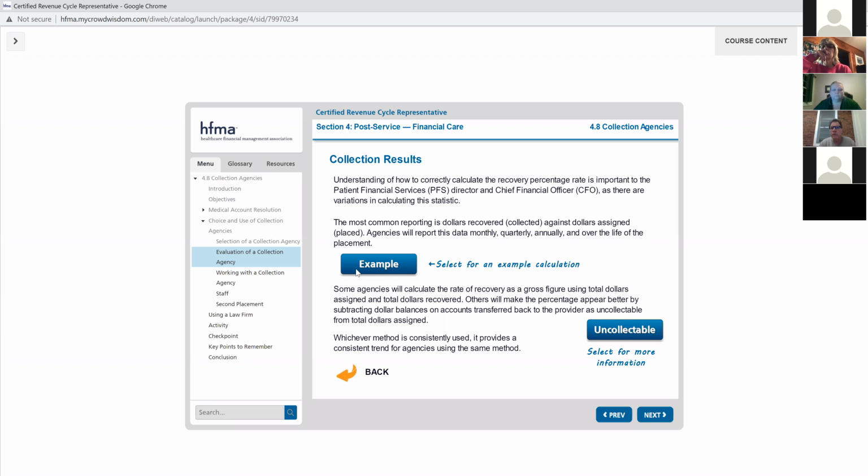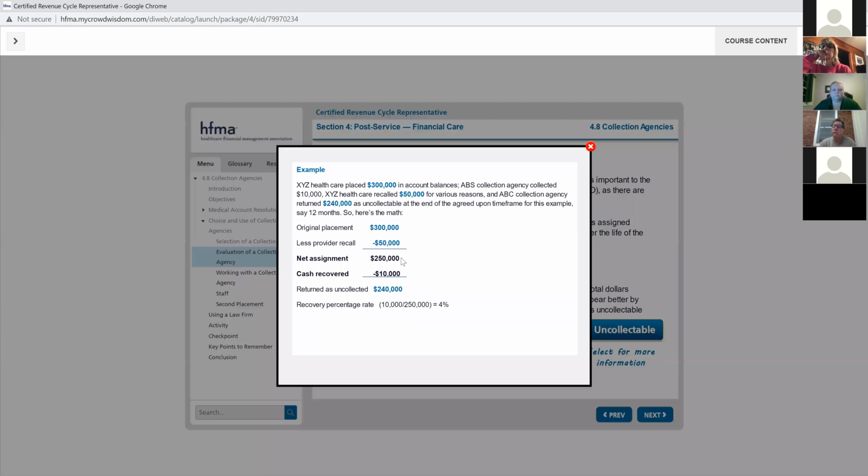So here you place 300,000. The client recalled 50,000, leaving a net assigned of 250,000. Collected 10,000, so they had a 4% recovery. Any formula that they use is fine, not any, but within reason, as long as they're consistent in the formula each time.